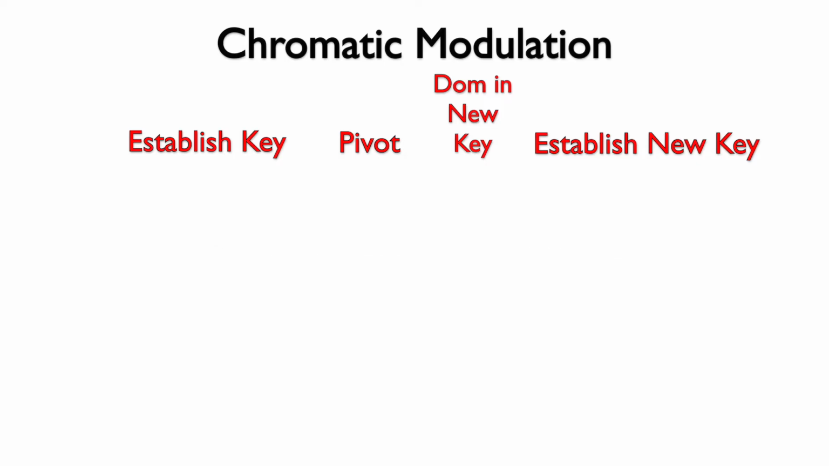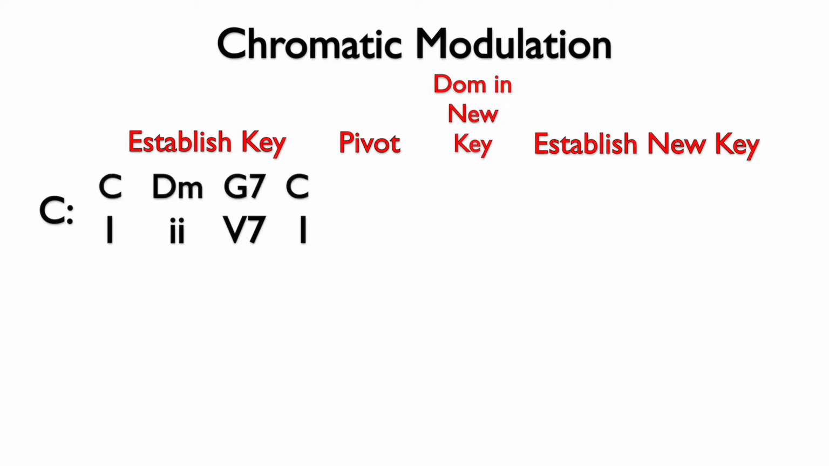Let's start in the key of C major. First, we will establish the key. Let's use 1, 2, 5, 7, and 1, or C, D minor, G7, and back to C. Now for the pivot, let's choose a typical borrowed chord. Let's use the minor 4.